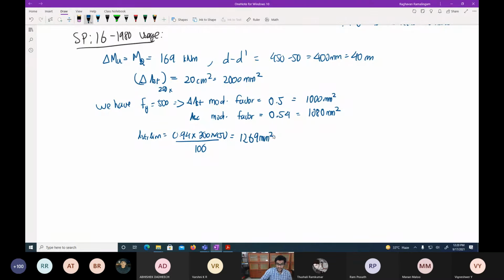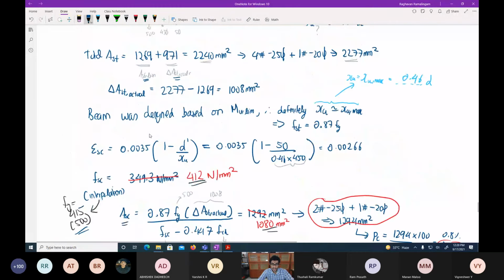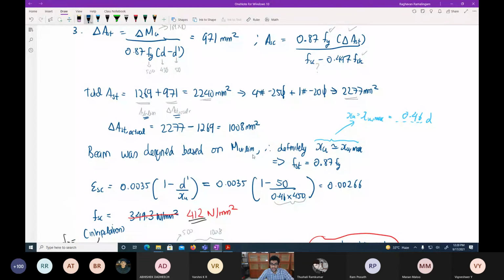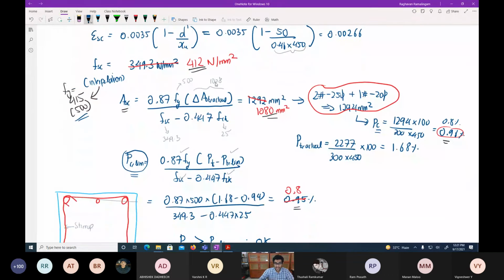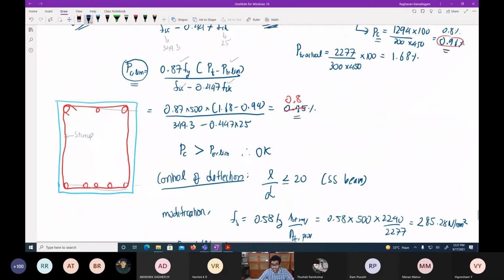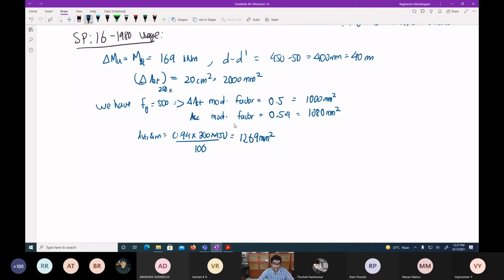1269 mm square. So how does this compare with what we already got previously? So delta AST we got 1000 from this. Previously, if you look, did you get anything close to it? Yeah, you got 971 instead of 1000. Okay, somewhat close. And similarly, as I told you, you will get ASC something close to 1080 when you make this correction to 500. And the same thing you get when you go by this process as well. So this is using the charts, and that's a much simpler procedure itself.